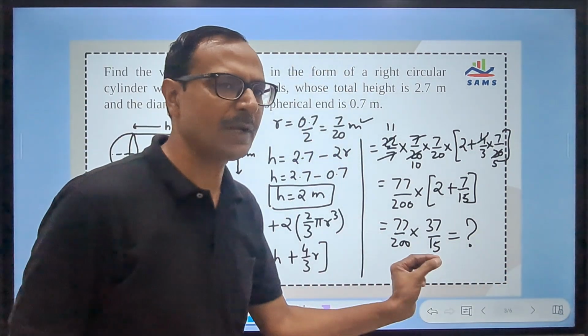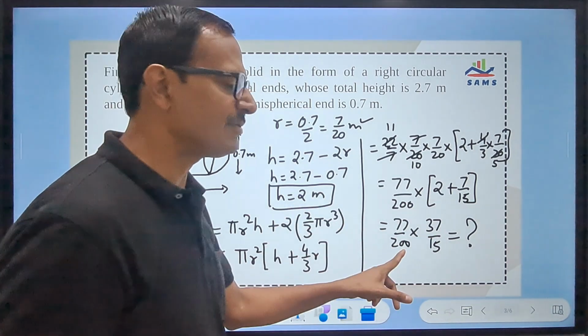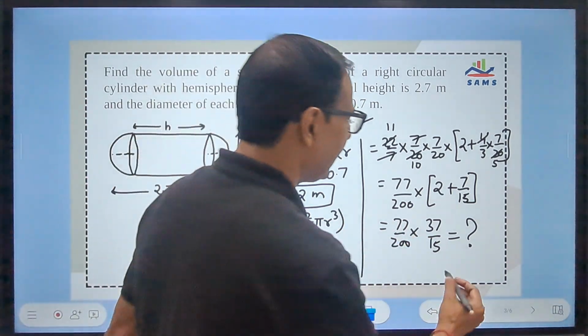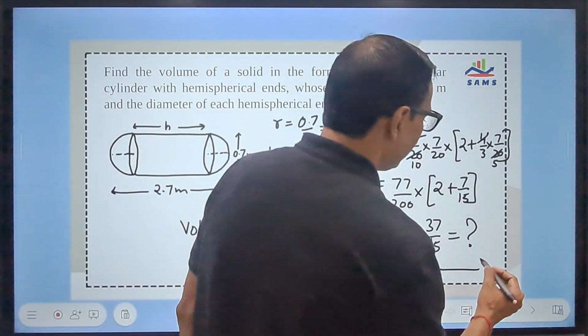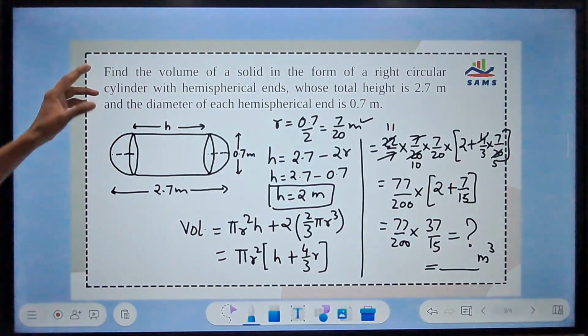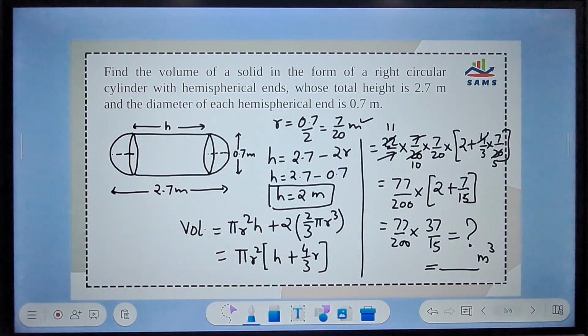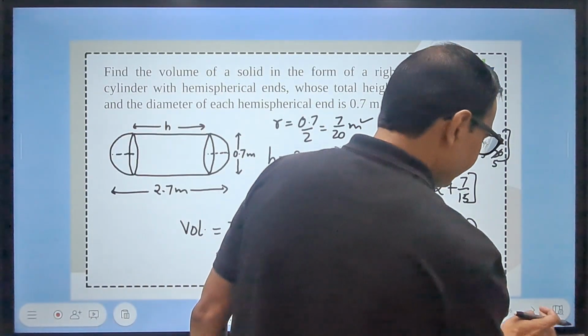So I am leaving one small calculation for you because I don't think this is consuming too much time. We have zeros here in the denominator. So you can let me know in the comments what is the answer for this question in cubic meters, because the dimensions are in meters, so the volume will be in cubic meters. So that's how you solve this question of this particular solid.